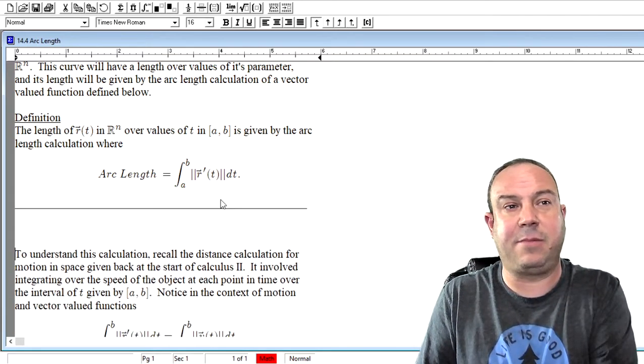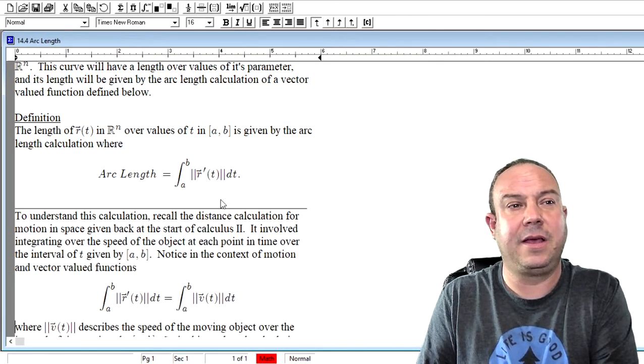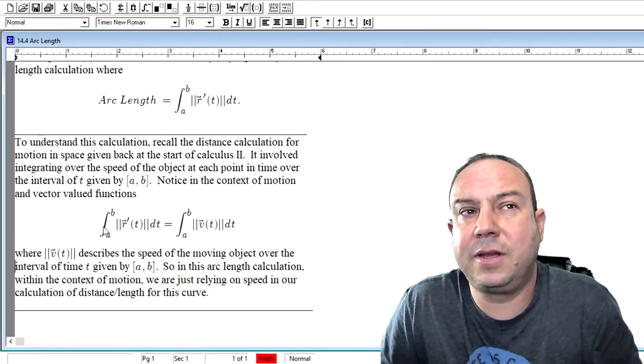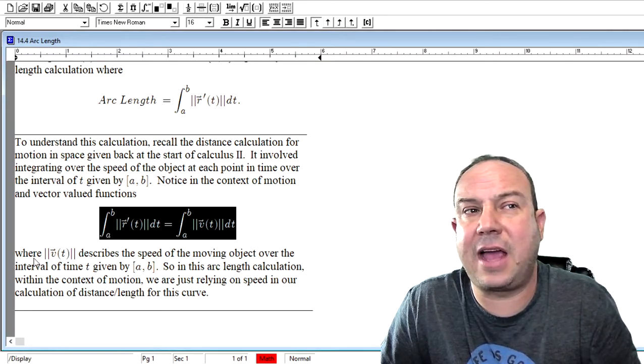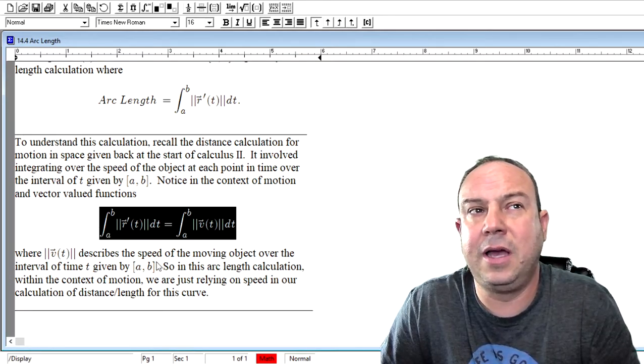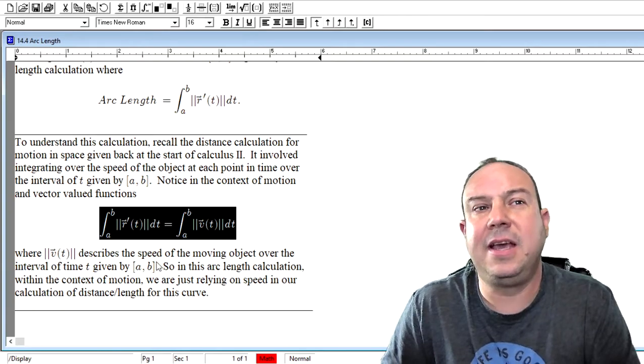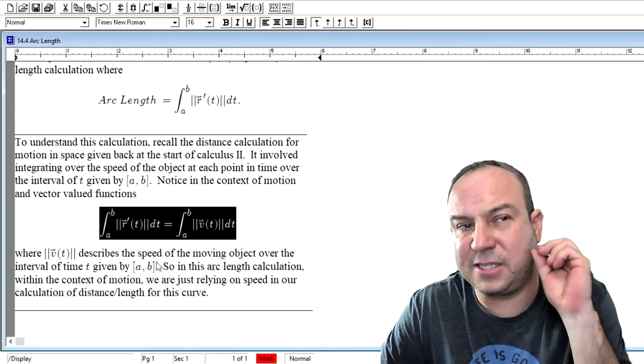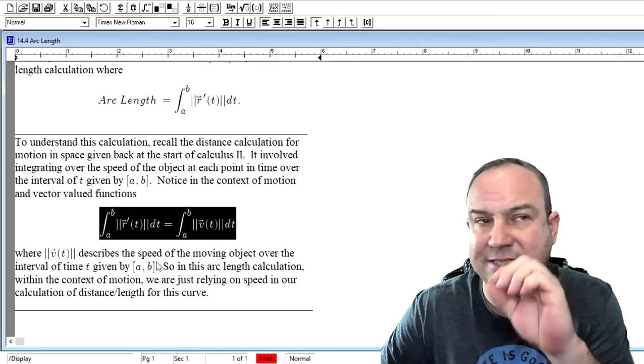And this does relate back to an idea that we had back in our understanding of motion here. Again, I do highlight this idea that we are connecting back to motion in space to help us understand this calculation, and that we're really relying on speed in our calculation for this distance or this length.